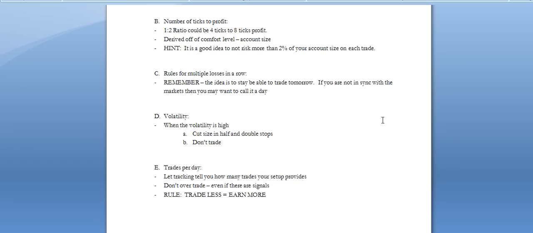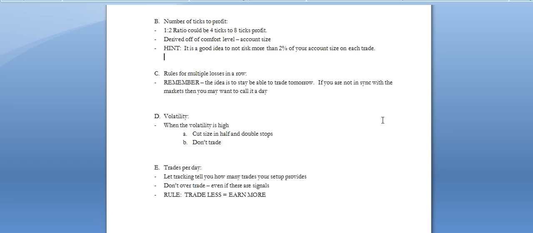Now you have to sit down and do some math based on your account size. Then you'll be able to see how much money you can risk on each trade and work that into the number of ticks depending on which market it is. And then of course that will also determine how many contracts you have and how big the stops are, and then how big your profit objective needs to be based on your risk reward. It's a good idea to follow that rule.